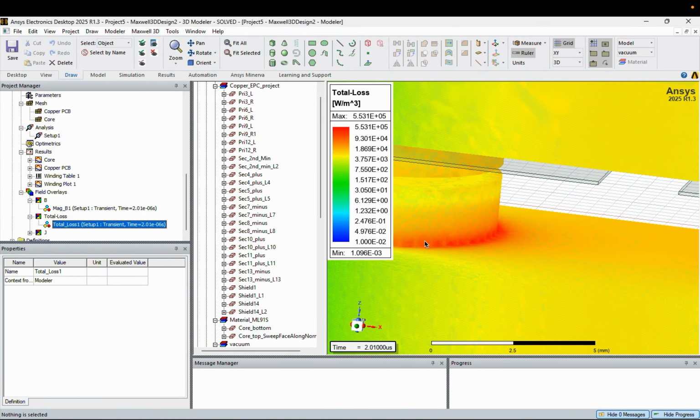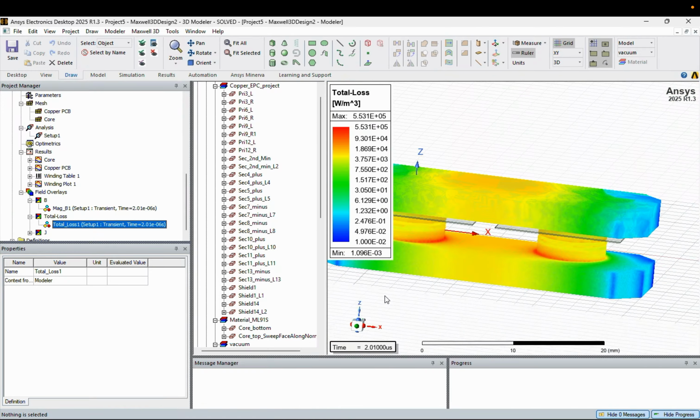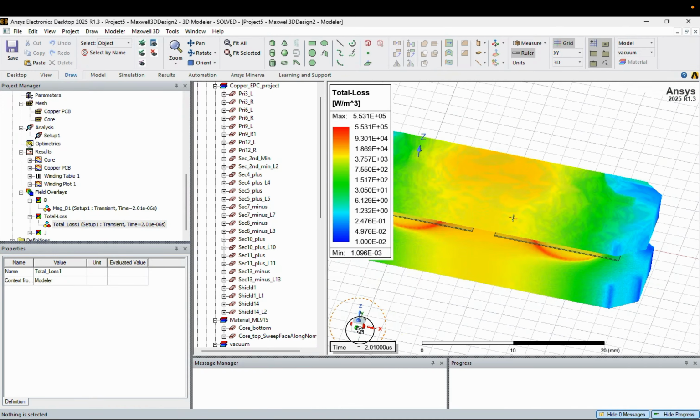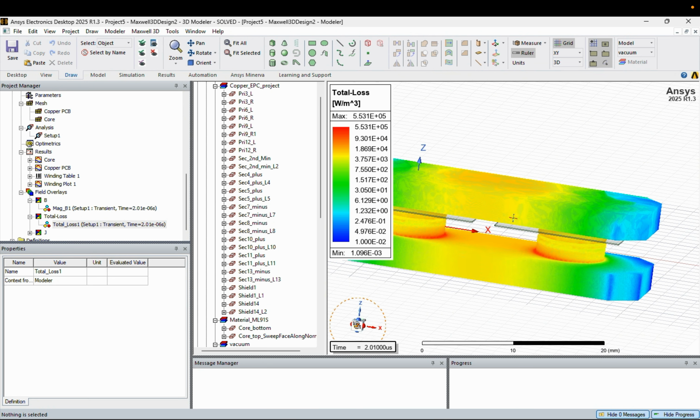I was expecting that the core loss on this one will be much more distributed. It will be all yellow, but it appears that it is red here, yellow here. Rest of the places it's not even lossy.